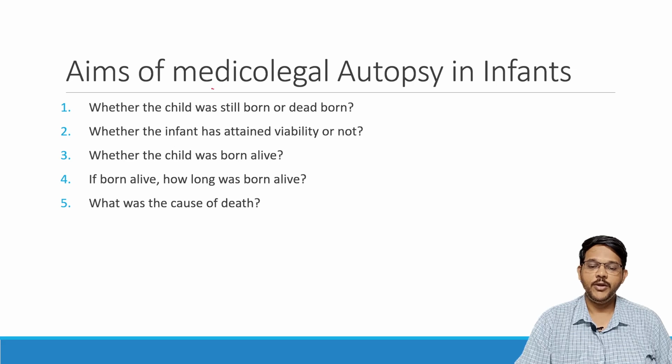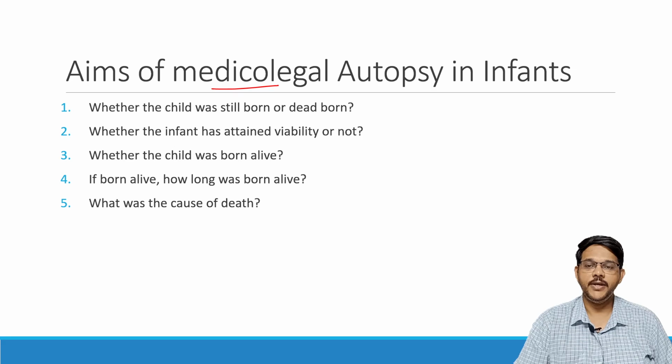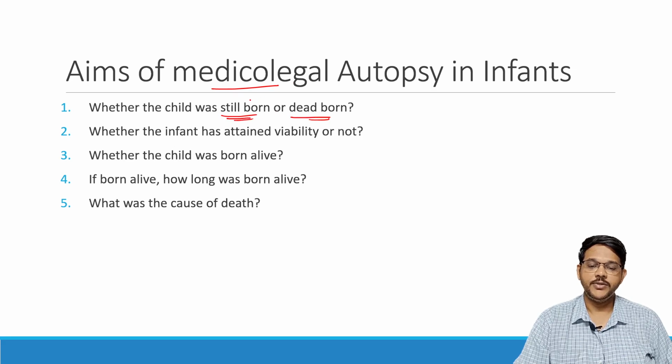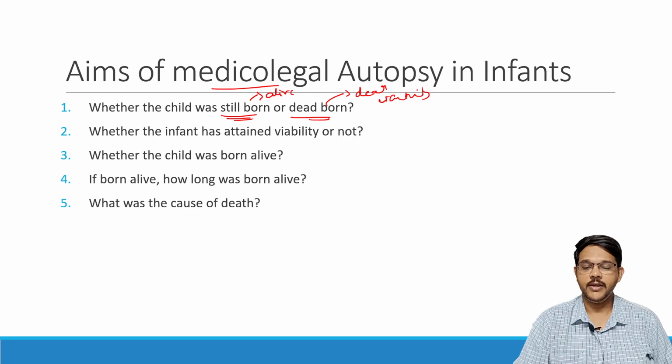Now coming to the aims of medical autopsy. Usually the aims of autopsy in adults include identification, determining the cause of injuries, and the weapons causing the injuries. In infants, the aims of autopsy differ slightly. First, whether the child was stillborn or deadborn, which we have to differentiate. Stillborn is a child who is alive at the time of delivery but died immediately after that. Deadborn is a child who was dead inside the womb itself and was delivered dead.